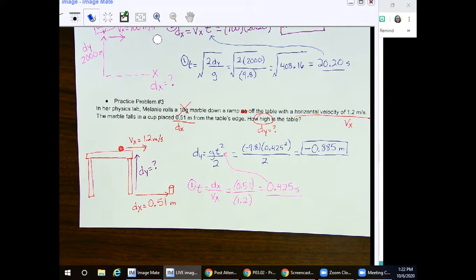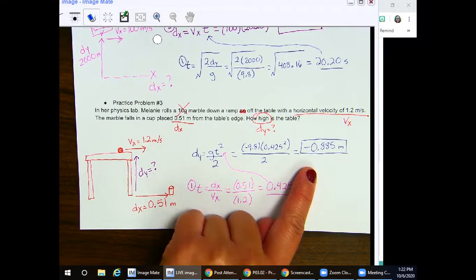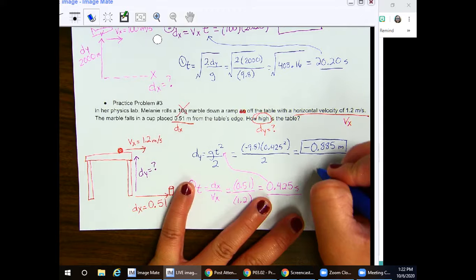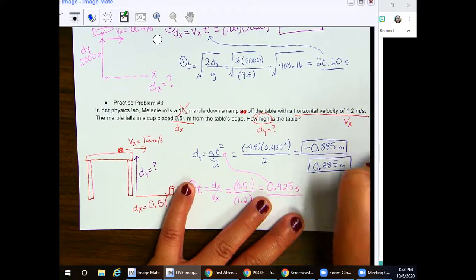All right, now something to consider. I wanted to know how high the table was. Can a table be negative meters high? No. So when you're typing these in, you don't have to put the negative if it's asking you how tall something is. So if you type in 0.885 meters, you would still get the right answer.